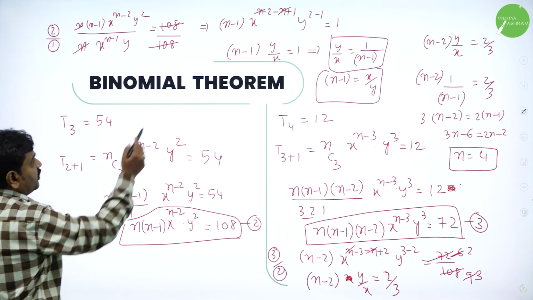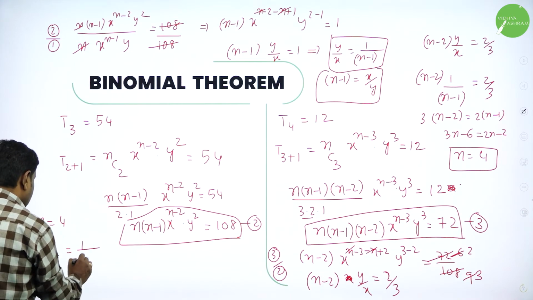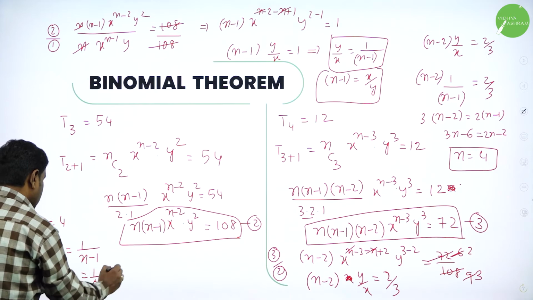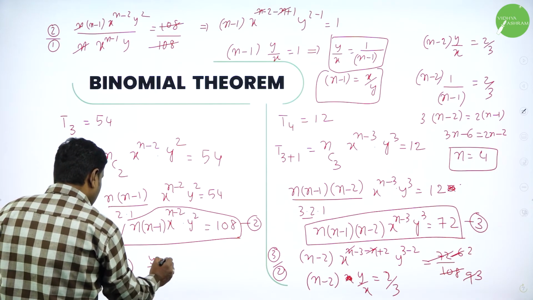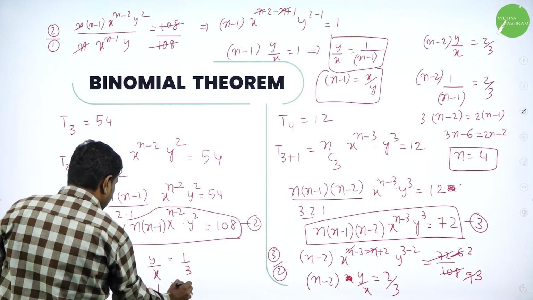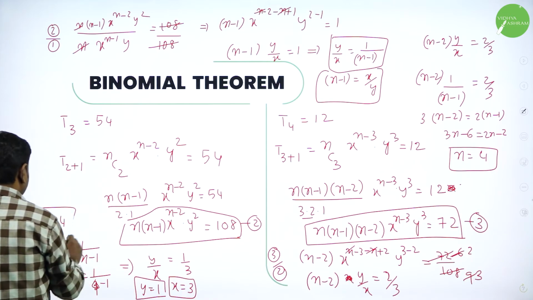Now we have equation. What is the equation? Y by x is equal to 1 by n minus 1. Substitute n. Y by x is equal to 1 by 4 minus 1. That implies y by x is equal to 1 by 3. By method of comparison, y is 1 and x is 3. So we got all the values. They want x, y and n. We got all the values.